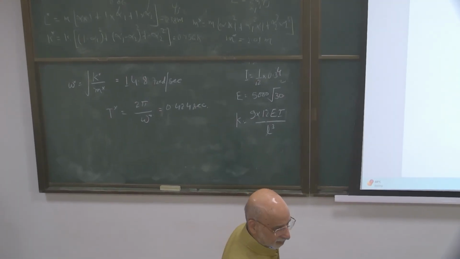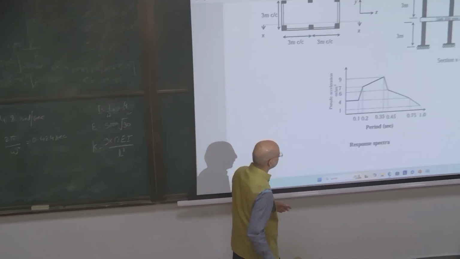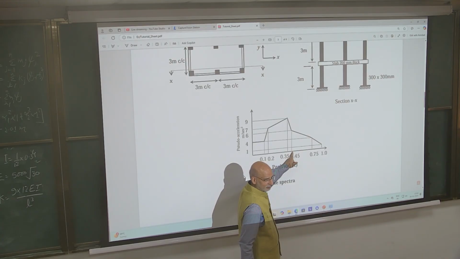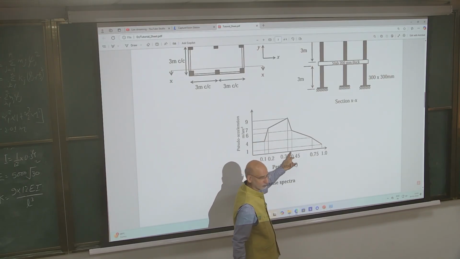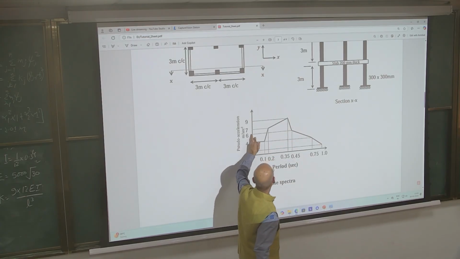Now you come here. So now 0.424. You are somewhere here, in between 0.35 and 0.45. Okay. So now you go and do an interpolation at these 2 points. You are at 0.424. Okay. So this is a linear variation. I made it like this. Okay. So this is 6.